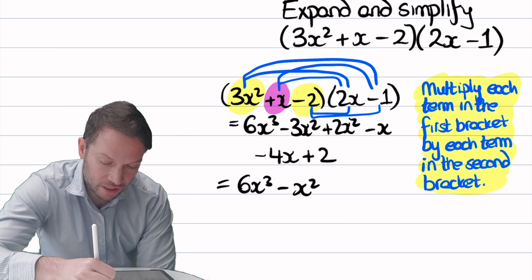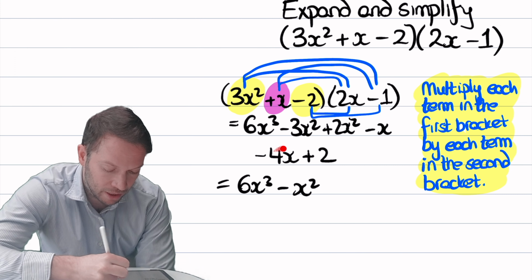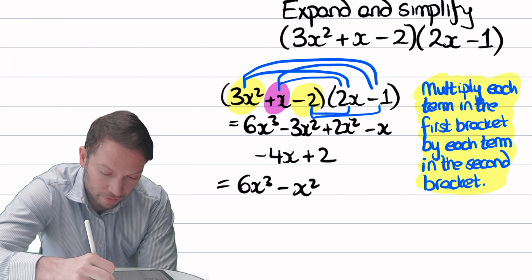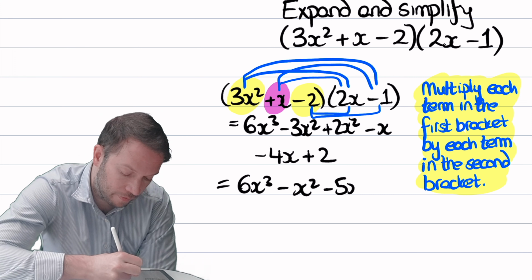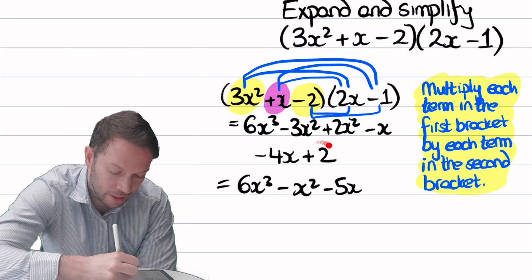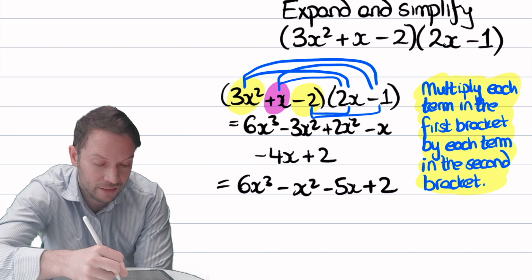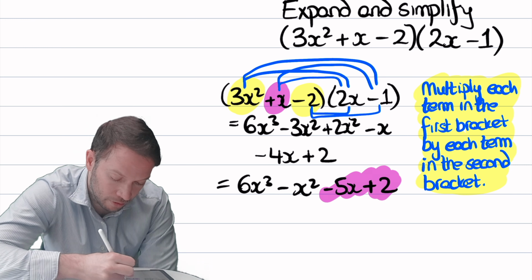And then what about x terms? I can see I've got a -x and a -4x. -1 lot of x, -4 lots of x is -5 lots of x. And then finally, we've got that little cheeky 2 at the end, which doesn't have a variable. We call it a constant term, and then we get that. So that is our final answer.